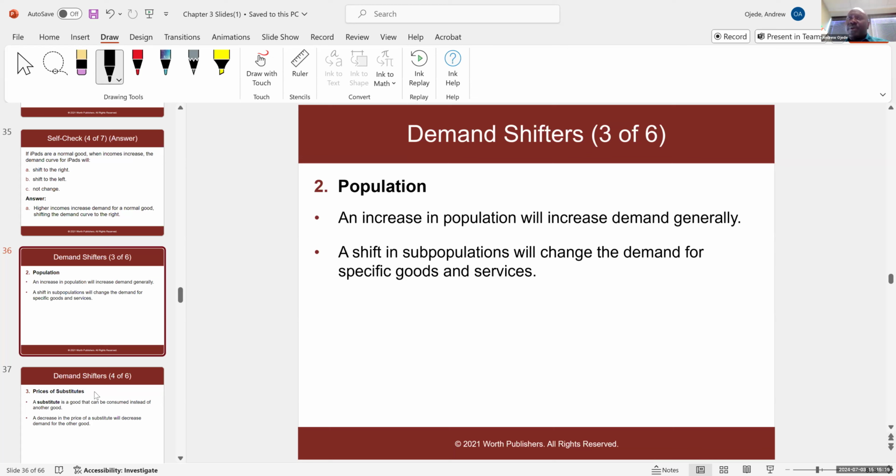And an increase in the population in general is going to shift the demand curve to the right. A decrease is going to shift to the left. But when you talk about a shift in the subpopulation, we're talking about maybe the change in the demographic, like in terms of age groups or gender. Because there are certain goods that are bought by old people who are retired.